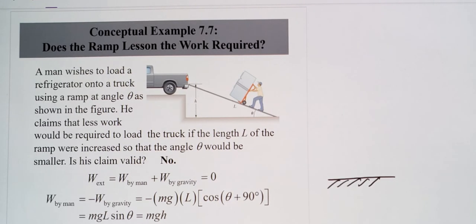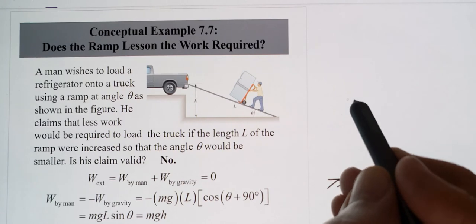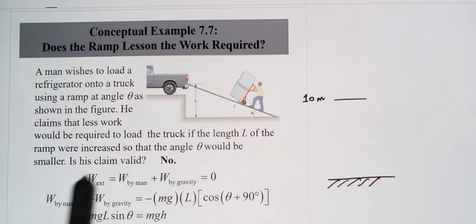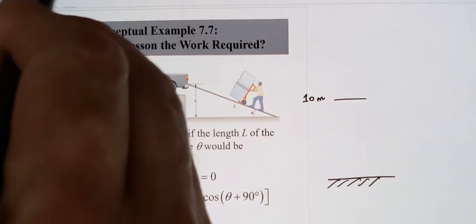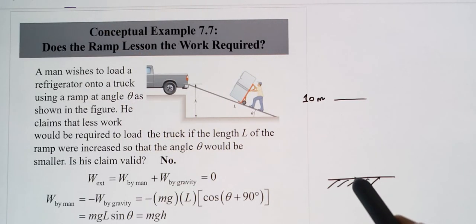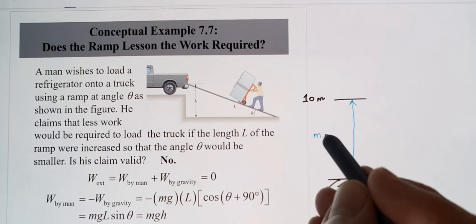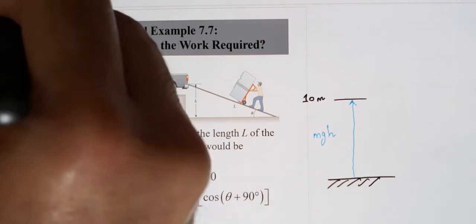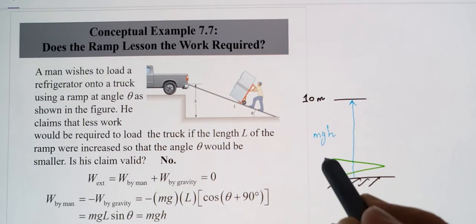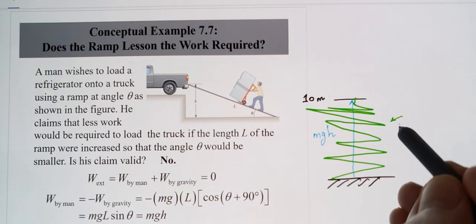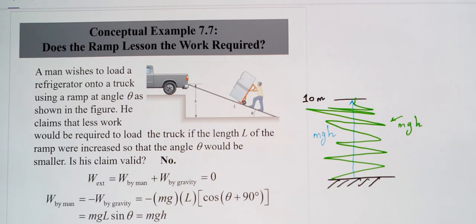this is the ground and this is a height of 10 meters. If I go directly from 0 to 10, I will have mgh, and if I go this way, the energy will also be mgh. It's the same. It does not depend on the path.